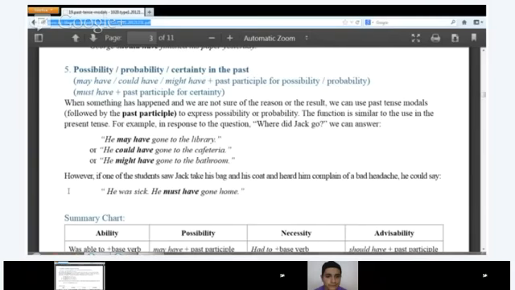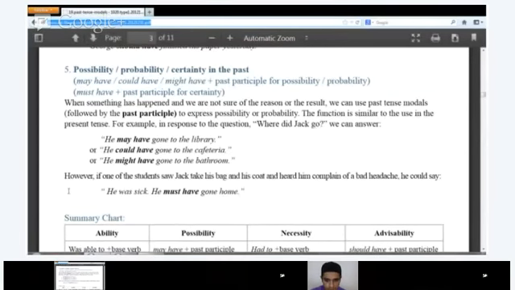May have, could have, might have, plus the past participle, for possibilities and probability. Must have plus the past participle for certainty. When something has happened and we are not sure of the reason or the result, we can use past tense modals followed by the past participle to express possibility or probability. The function is similar to the use in the present tense.